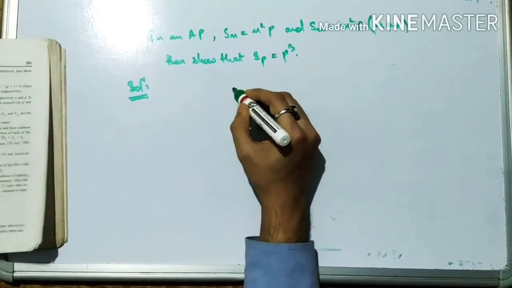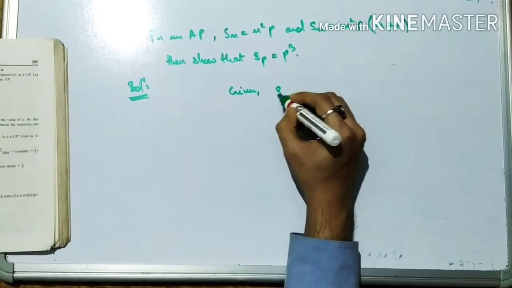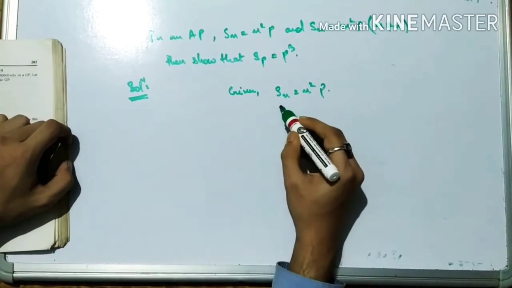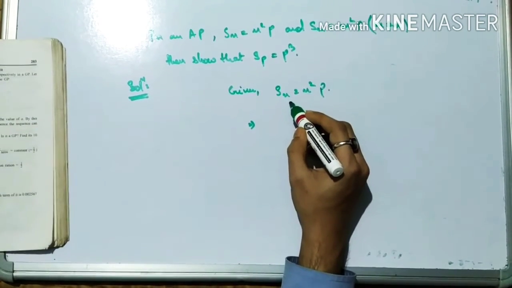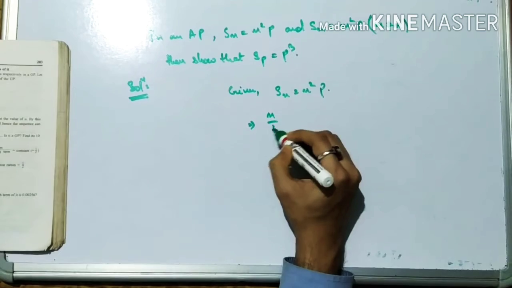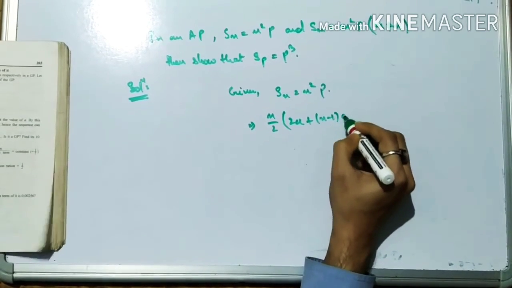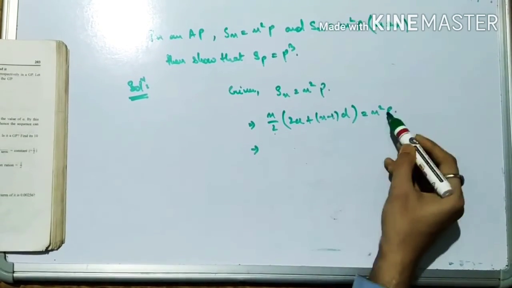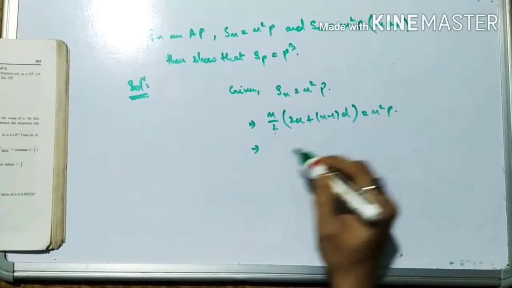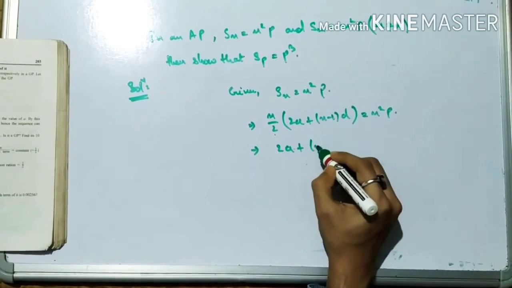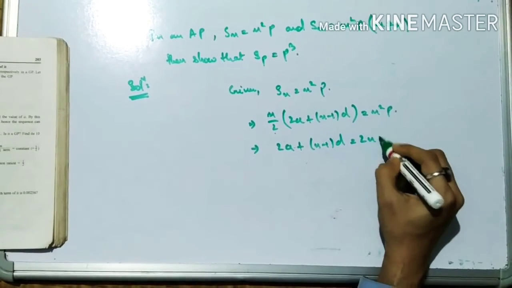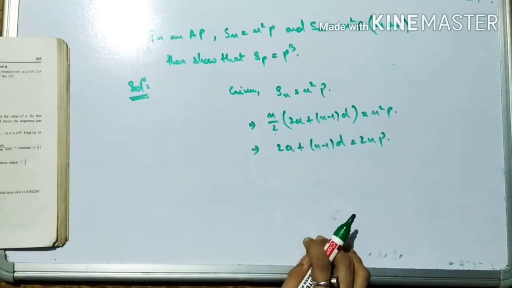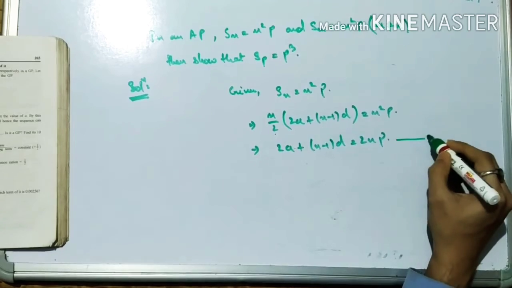Now you see, it is given Sn is equal to n square p. Now Sn, how can I write? What is the formula of Sn? Yes, sum of the first n terms of an AP. Sn formula is n by 2 (2a plus (n minus 1)d) is equal to n square p. So this 2, if I send it that side, and n and n here I can cut. Ultimately I will get 2a plus (n minus 1)d is equal to 2np. Understand? And this will be our equation number 1.